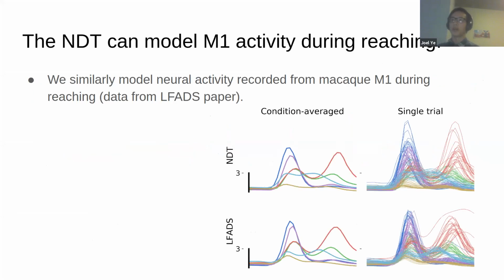Similarly, we can model neural activity recorded from the macaque M1. And this data was recorded during a reaching task, where the monkey reached one of 108 different kinematic trajectories. And the plots on the right are color-coded by the different reaching trajectories. So we see on different trials of the same reaching condition, we are recovering qualitatively similar rates for a given neuron's activity.